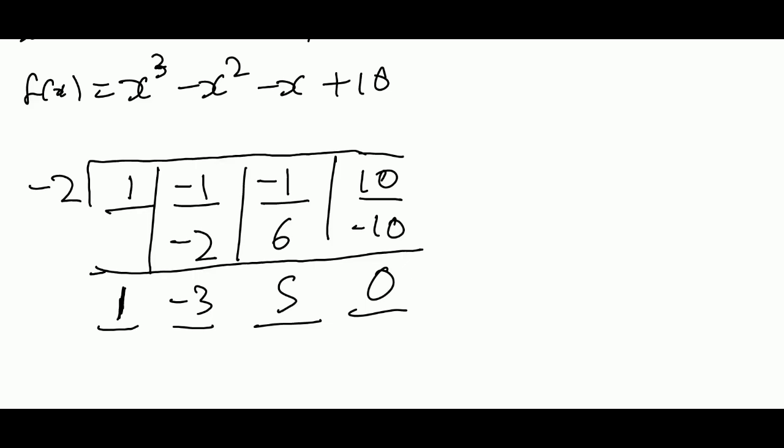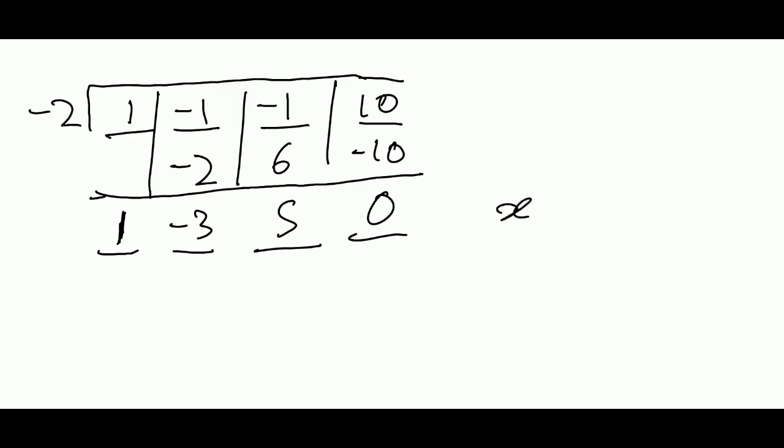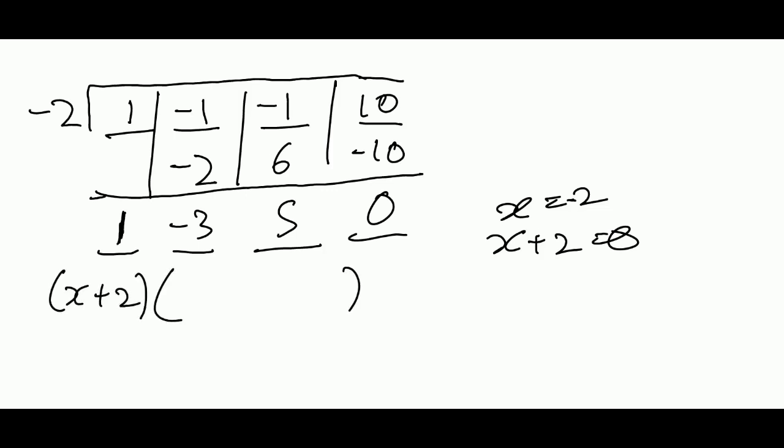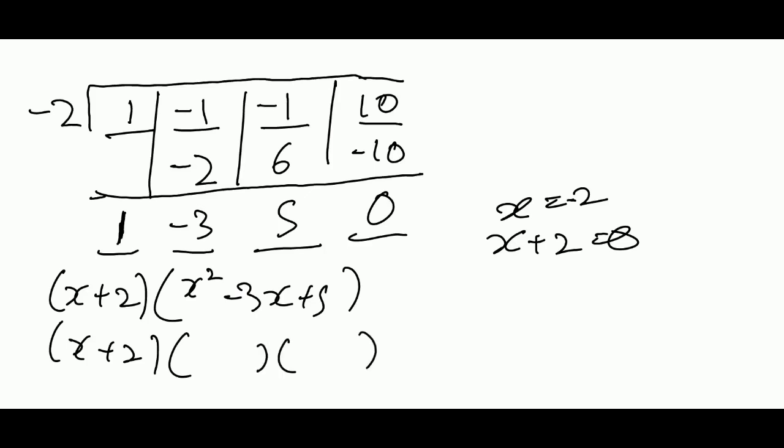So now we know our equation. Remember, for us to get x equal to -2, it was x plus 2. So we're going to say x plus 2, then our quadratic, which is x squared minus 3x plus 5. So we have x plus 2, x squared minus 3x plus 5. How do we factorize it? You check, you go straight. You can see that this needs you to use the quadratic formula.